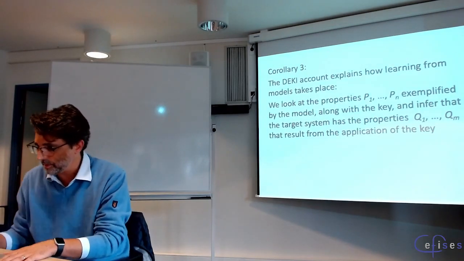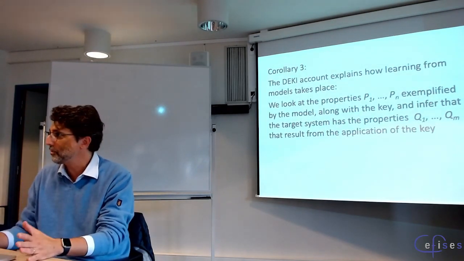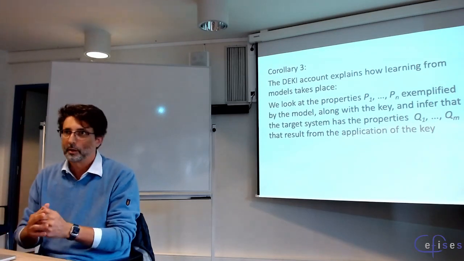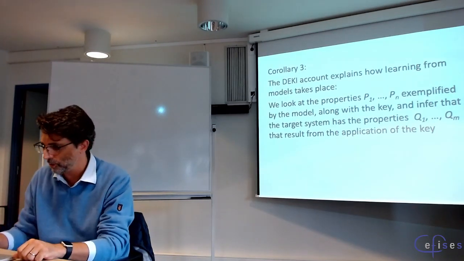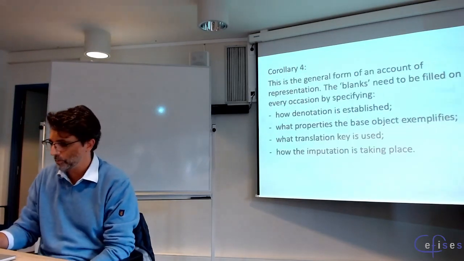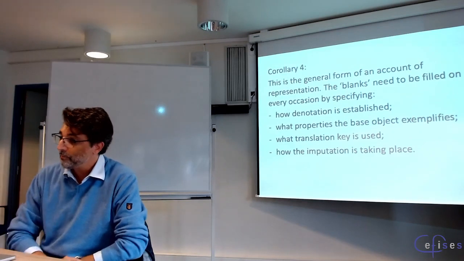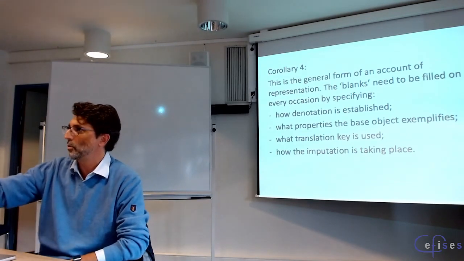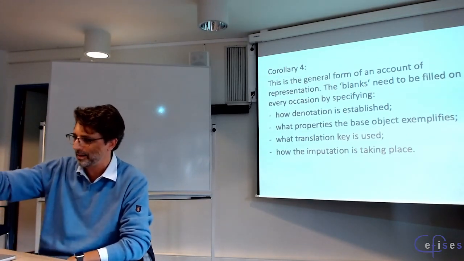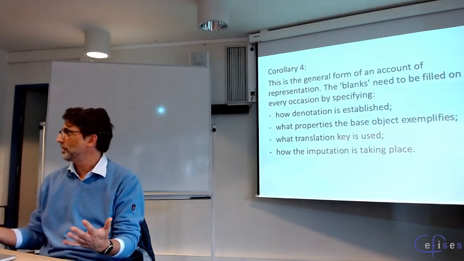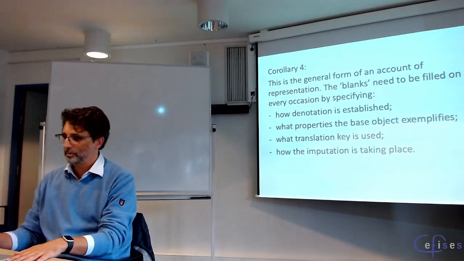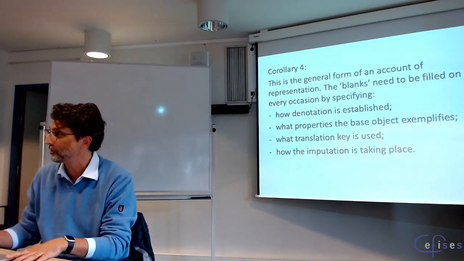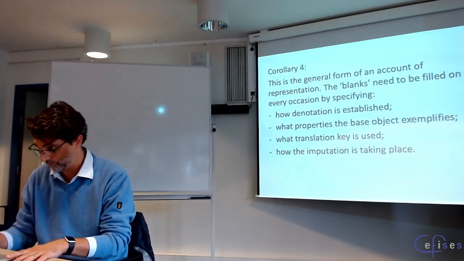Corollary three is the DEKI account explains how learning from models takes place, which is a good feature. So you study the model, you see what's exemplified in a given context, then you ask what is the key that the model is based on, and then you know how you learn from a model. And finally, I want to emphasize that the DEKI account operates at a certain level of generality. So we talk about objects, keys, exemplification. Obviously, that needs to be concretized in every particular instance. So this is not an account that straightforwardly applies to every object that's a model, but you have to concretize it. So you have to say what's the key, what's the exemplification relation, and so on.